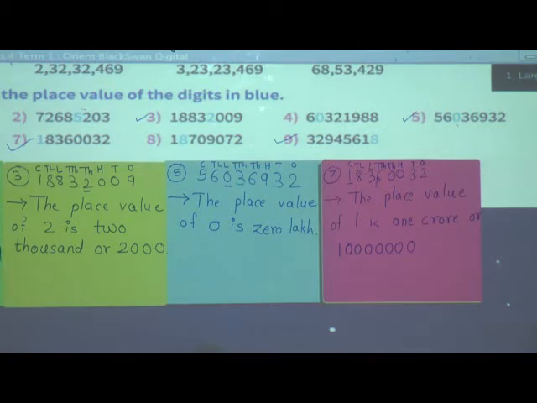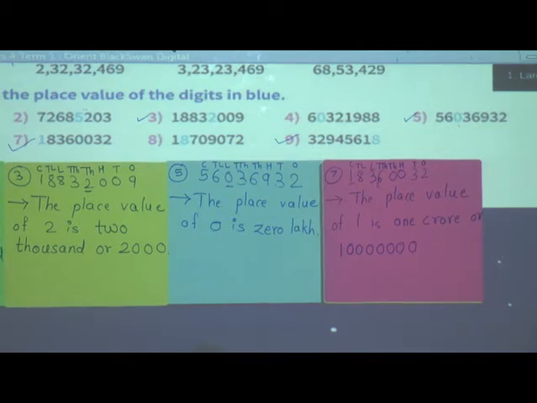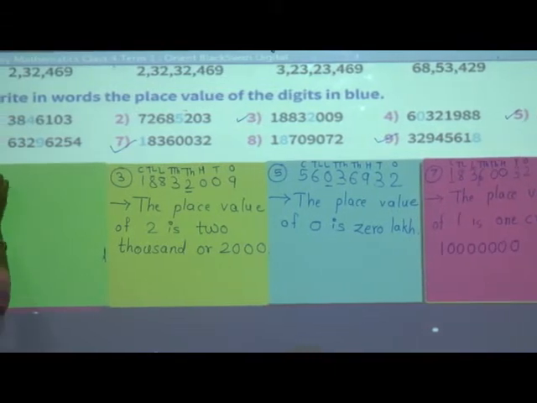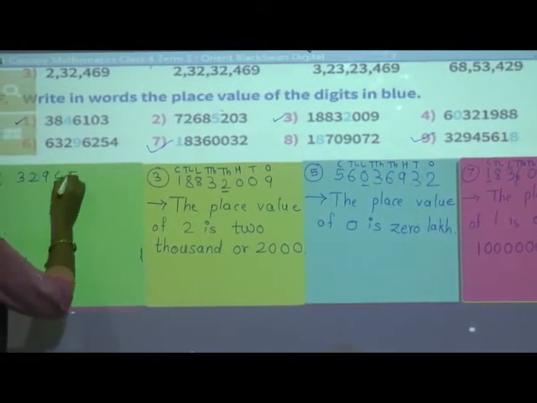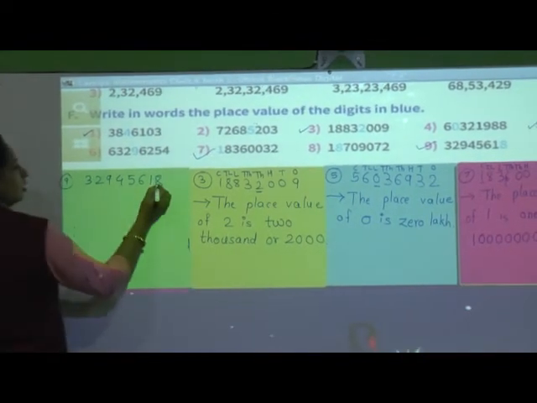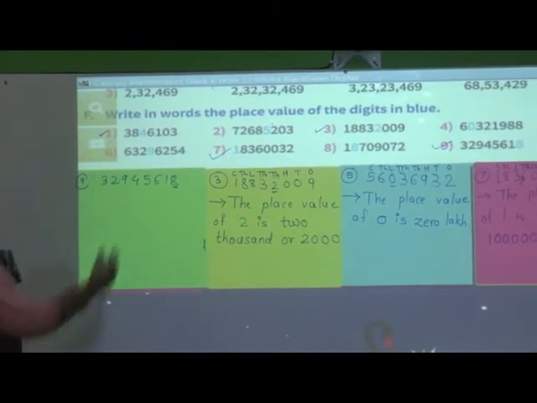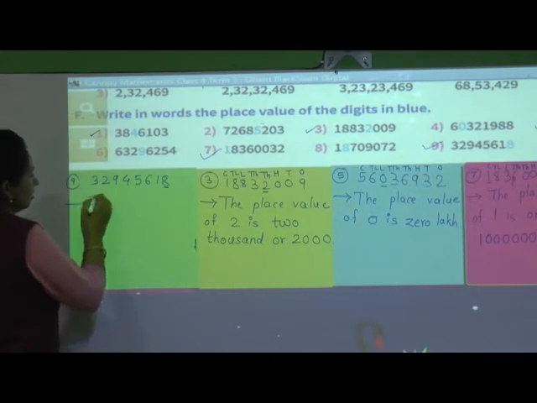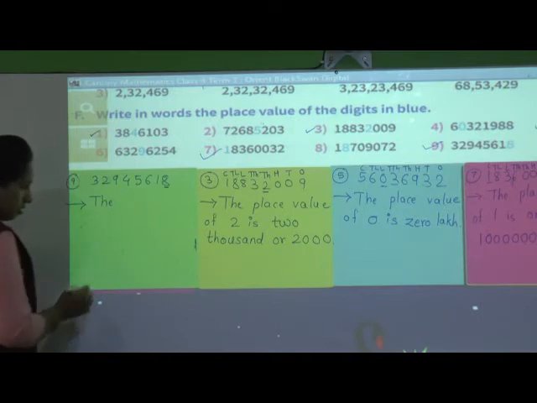I will solve the 9th one. What is the 9th number question? 3, 2, 9, 4, 5, 6, 1, 8. Okay. Underline the 8 because they are given in blue. That is it. Okay. So write here the first.